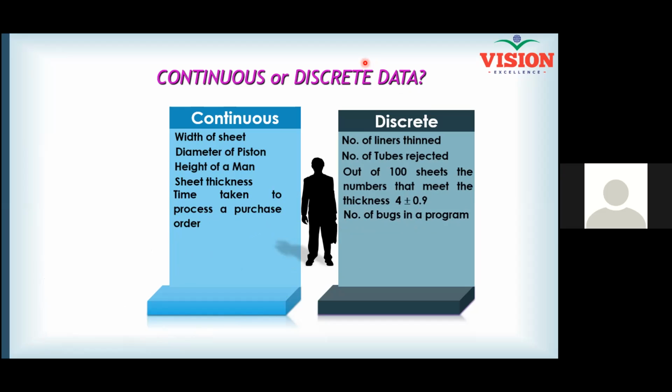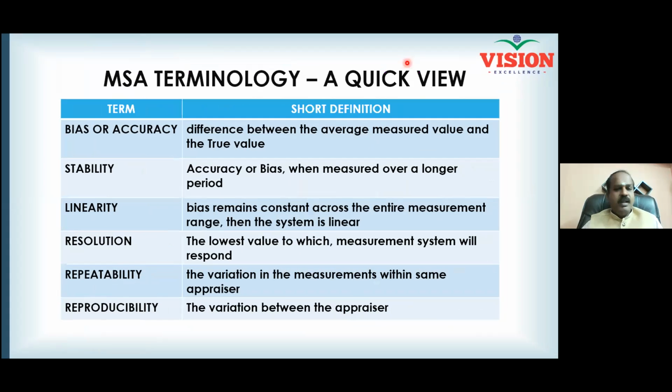Then only you can select the tools correctly, particularly the statistical tools, right? So for you to master the art of measurement, how to measure, you should have clarity on all these things. At the elevate level, we are not going to talk about everything, but we'll give you a broader view, right? You understood bias, you understood stability, you understood linearity. Do you know what is resolution? Resolution is nothing but the least count.